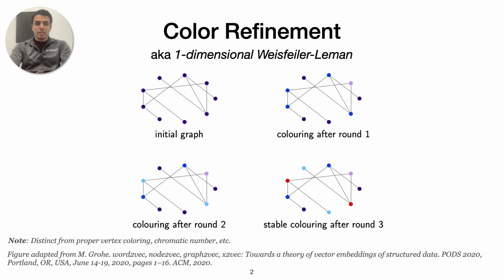So you start by giving every node the same color, and you iteratively refine those colors by looking at the neighbors of the node. So here, initially, all the nodes get blue, and then in the first round of the algorithm, we assign colors to nodes depending on their neighbors. So the light blue nodes are those nodes which have one purple neighbor and one magenta neighbor, and two blue neighbors. And we continue this until we reach a fixed point, right? Until the colors do not change after each round, and we call this a stable coloring.